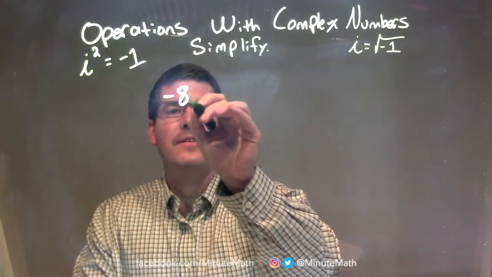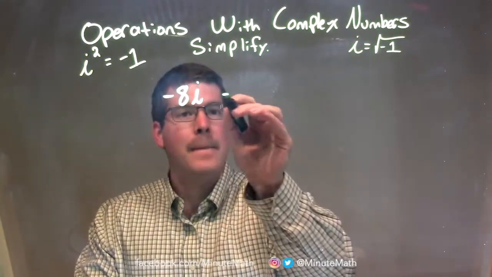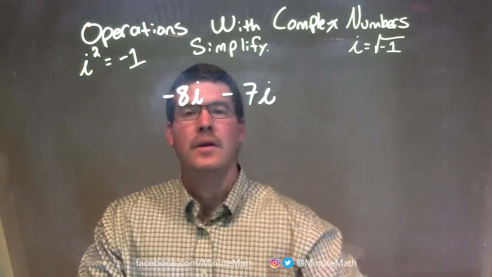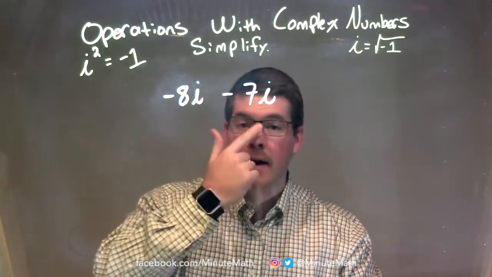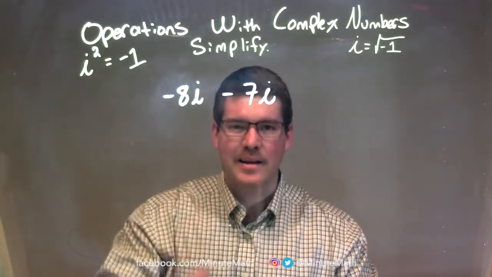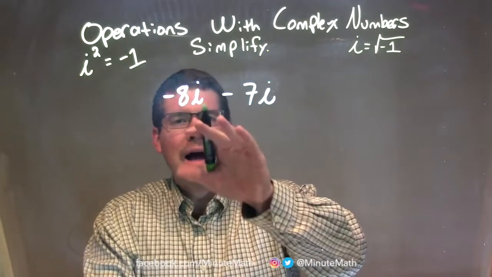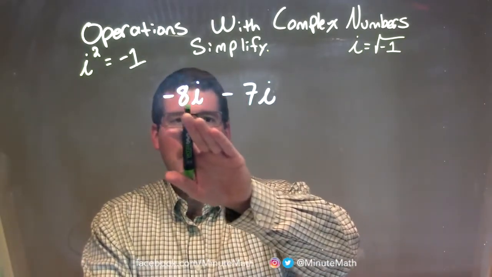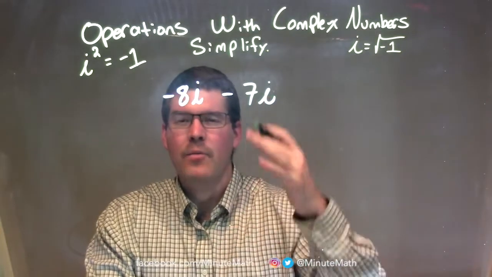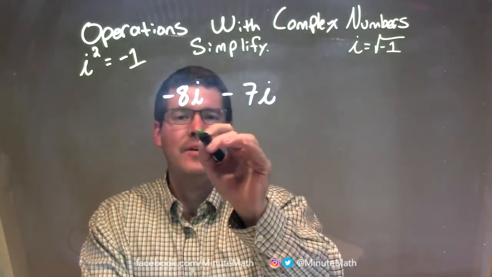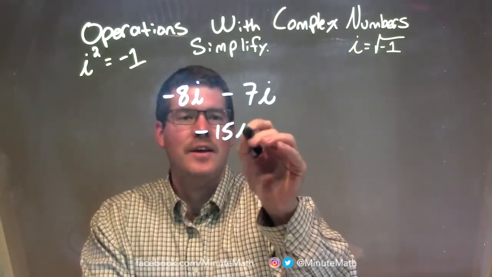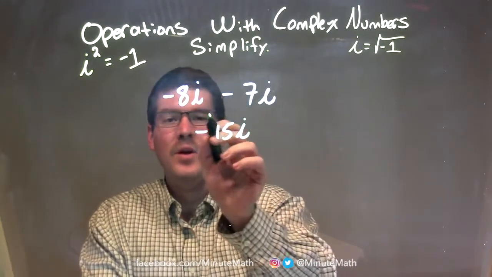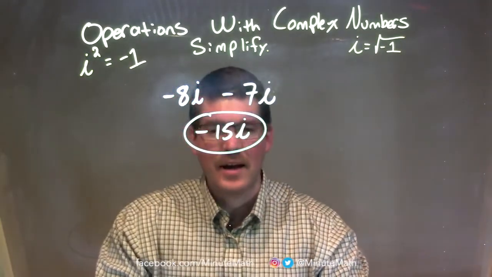Negative 8i minus 7i. Since negative 8i and minus 7i both have i in it, we can treat i as if it's like a variable, okay? So we have negative 8i minus 7i. We combine those two together to get negative 15i. And that's it, pretty simple. Our final answer here is just negative 15i.